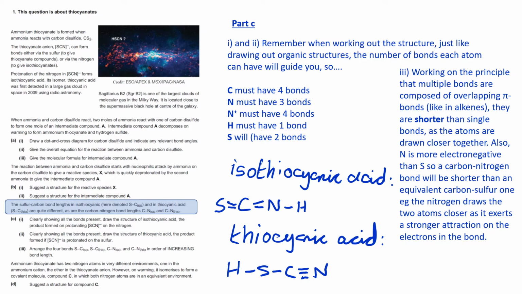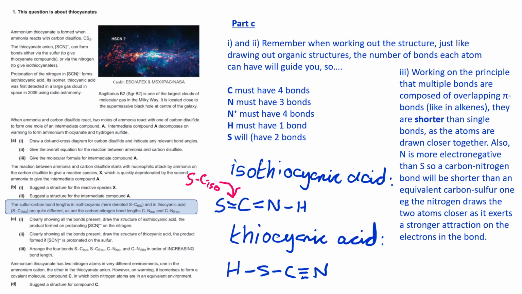So let's think about the bond lengths. There are 2 things going on here. First of all, multiple bonds are going to be shorter than single bonds, so triple bonds will be even shorter than double bonds, because every time you have a multiple bond, you have overlapping pi bonds like in alkenes. That draws the atoms closer together. There's also an electronegativity consideration. Let's say you've got a sulfur double bond carbon and a nitrogen double bond carbon. Nitrogen is more electronegative than sulfur, so it's going to tend to pull on those bond pairs more strongly than the sulfur will, and so pull itself closer to the carbon than the sulfur might.